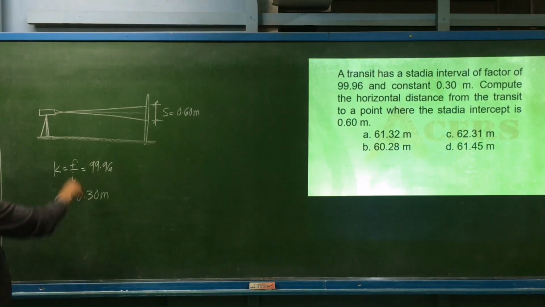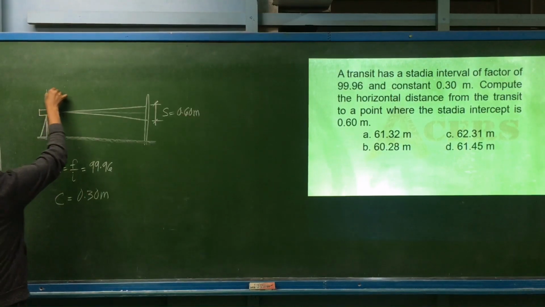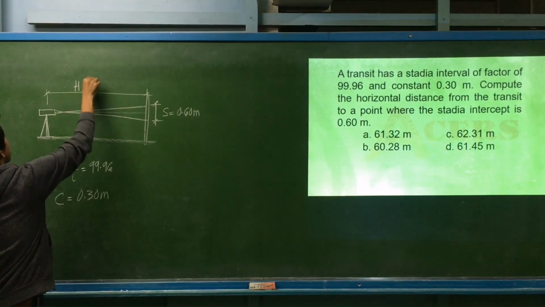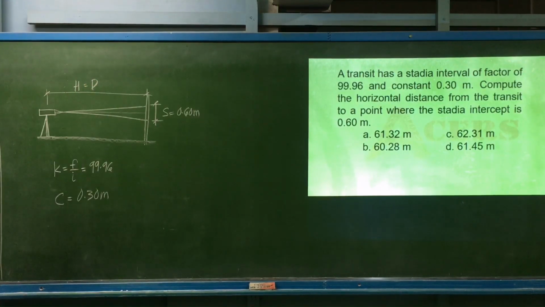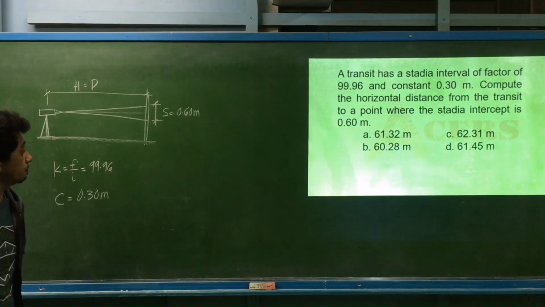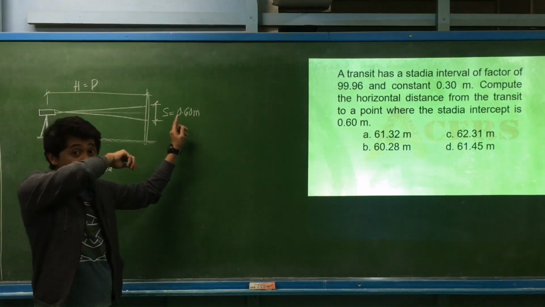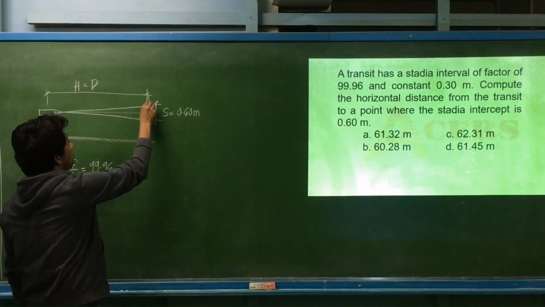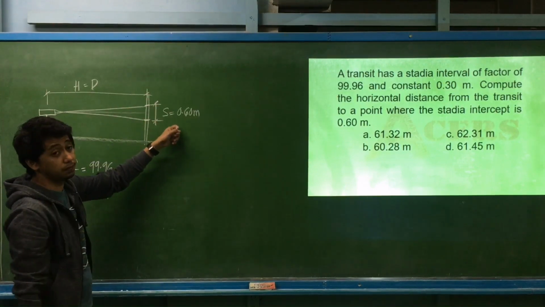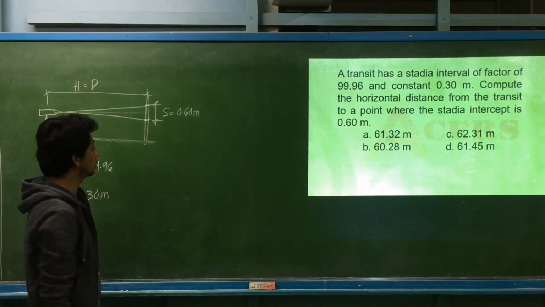Compute the horizontal distance. Ito yung ating horizontal distance. Sabihin ko na lang H, sa iba naman is D. Okay? Compute the horizontal distance from the transit to a point where the stadia intercept is 0.6. Sa ibang problem, given yung upper reading, given yung lower reading, so kailangan nyo lang gawin dun is get the difference. Yun yung ating stadia intercept.